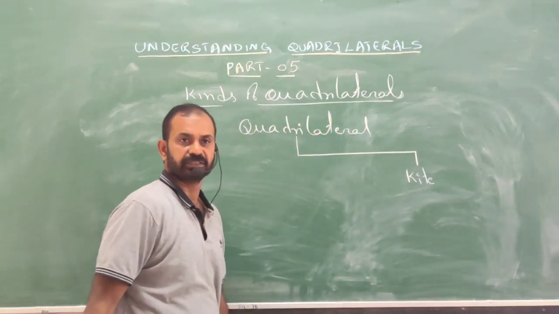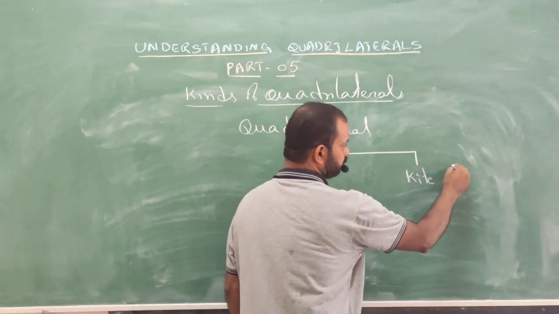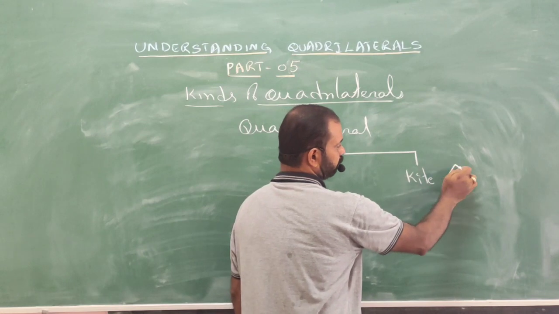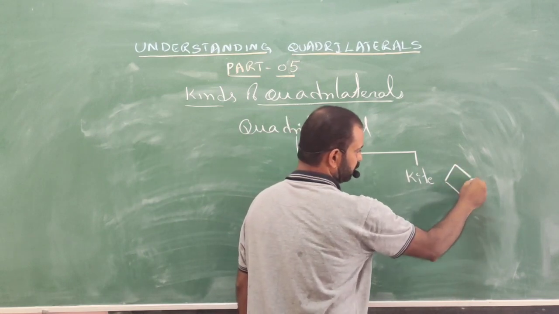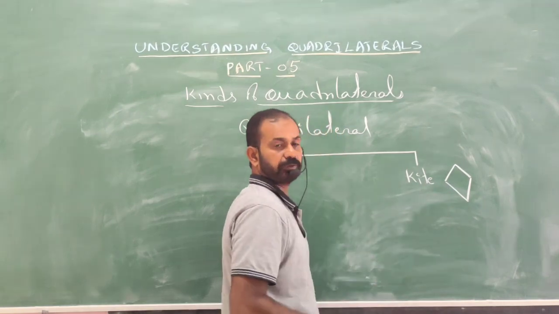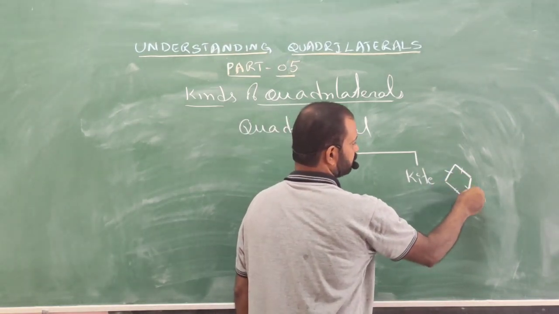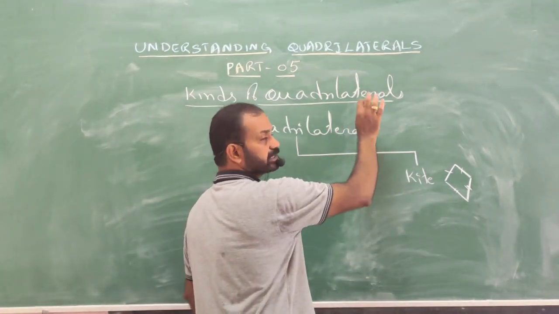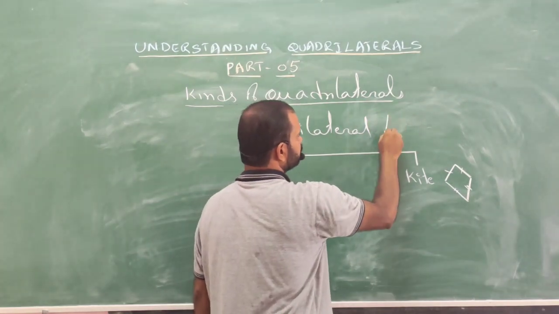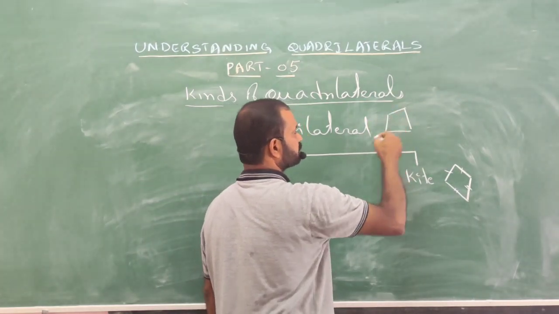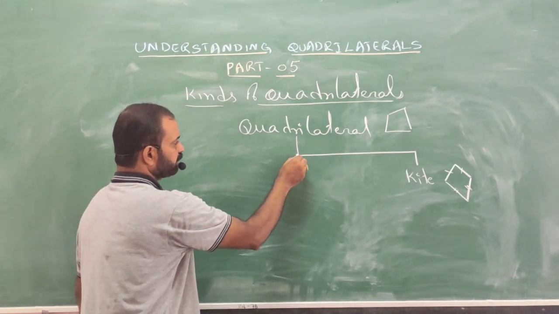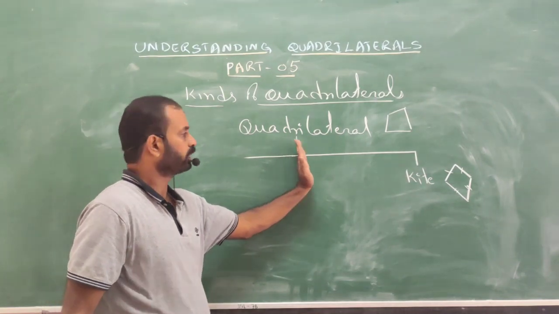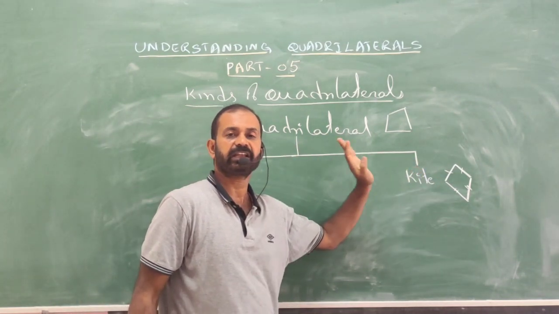The quadrilateral. Now, this one is named a kite. How will the kite be? One pair of adjacent sides are equal. In the same way, another pair of adjacent sides are equal. So, these two are equal. Quadrilateral means what? It is a polygon having four sides itself. Next, let me come here. Under this quadrilateral, one side is the kite, because these properties are entirely different.